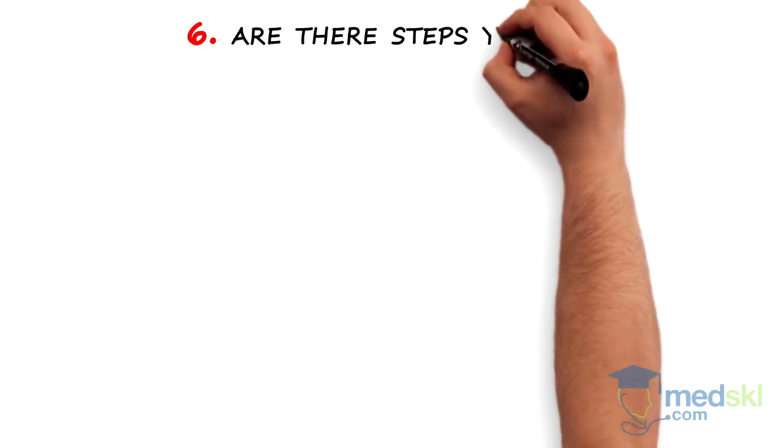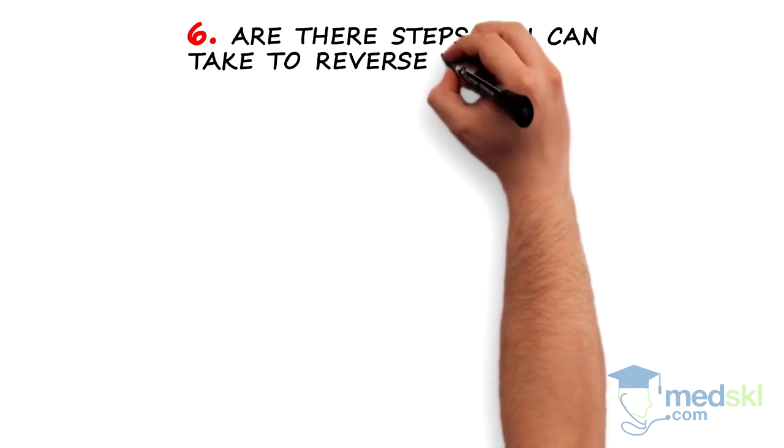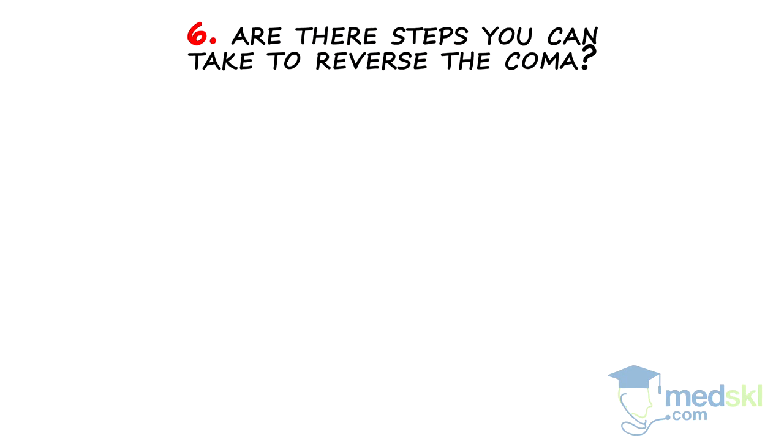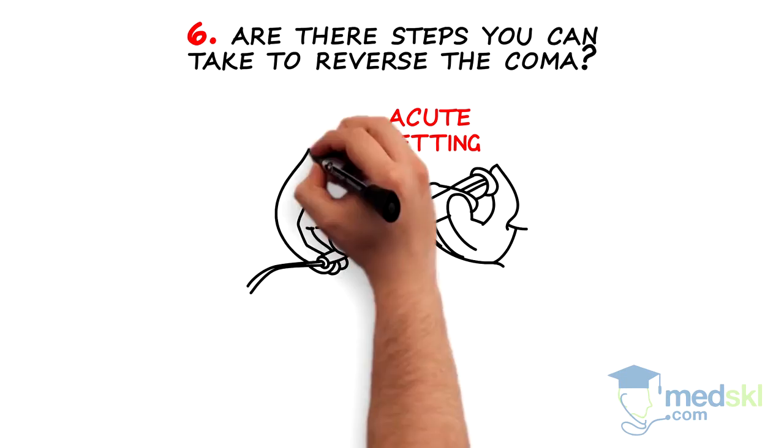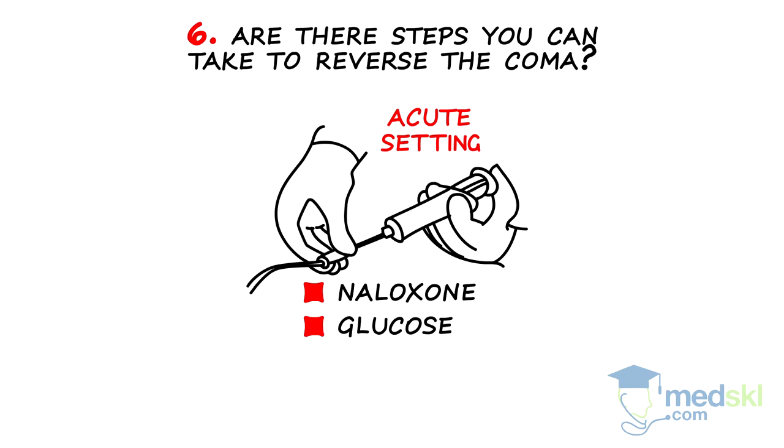6. Are there steps you can take to reverse the state of coma? This will depend on the etiology. In the acute setting, naloxone, glucose, and thiamine are sometimes given.